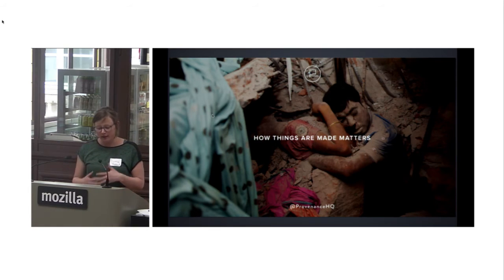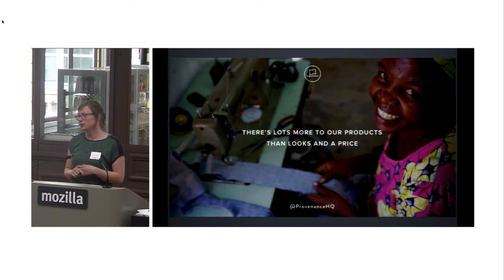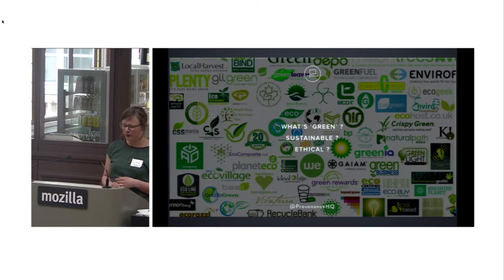So the motivation is that there's more to products than just the looks and the price. That's what we're trying to help people grasp, to take more informed decisions when they purchase stuff. Because there are labels for what's green and what's sustainable, but in the end, what's behind it? As I started digging deeper into this, it became even less clear what's behind a label and what we can actually know about stuff.